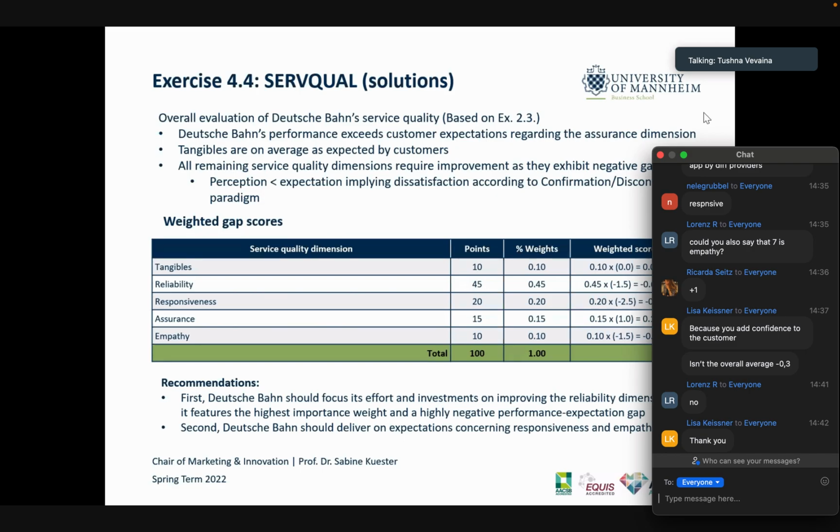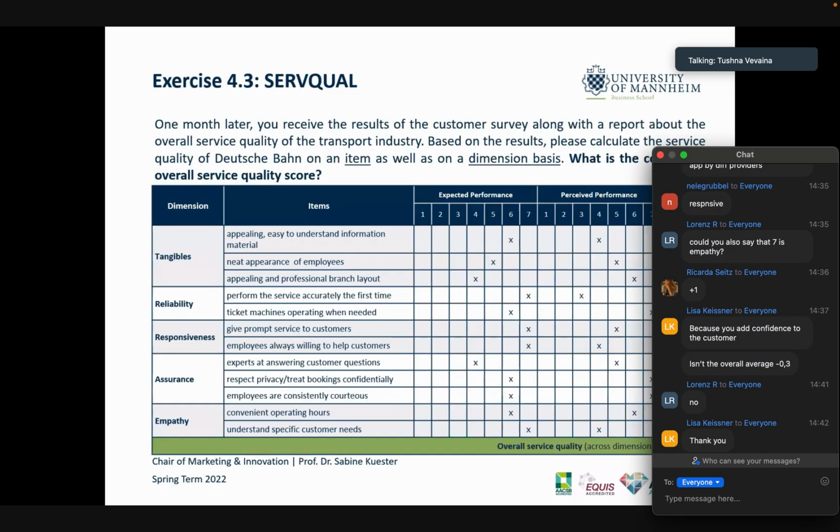Yeah, let me go ahead and explain it again. So in this table, you have a negative or a positive value. What it shows here, for example, responsiveness, minus 2.5, has the highest gap. So from this table, you would say, oh, we need to improve our responsiveness because the difference between the perceived performance and the expected performance is extremely high in this case. So that's how we look at this table and we calculate the average gap.